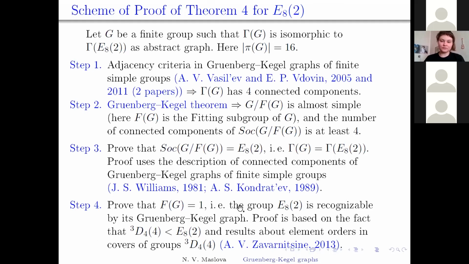And the proof of this fact is based on the fact that E8(2) contains a subgroup of exceptional Lie type D4(4), and the proof is based on results about element orders in covers of this subgroup. These results are by Andrei Zavornitsyn 8 years ago.